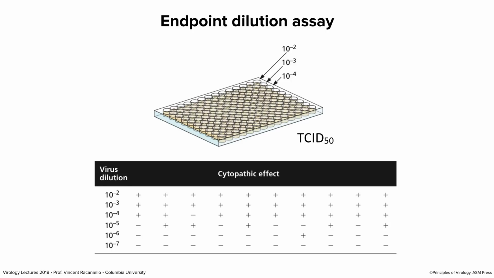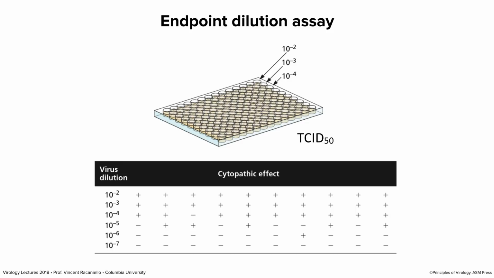Here we're going -2, -3, -4, all the way to -7, and you infect each well with a dilution, and you can do it in multiple samples with multiple replicates. You see here across the top of the well, each of those wells gets the same dilution, so you have many replicates of -2, -3. And then you incubate the cultures and you see which wells show cytopathic effect.